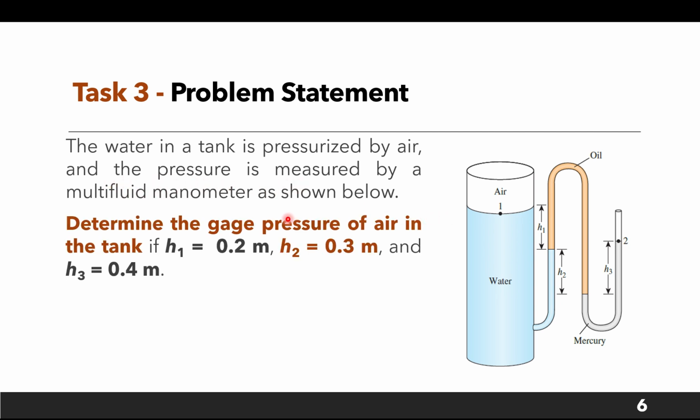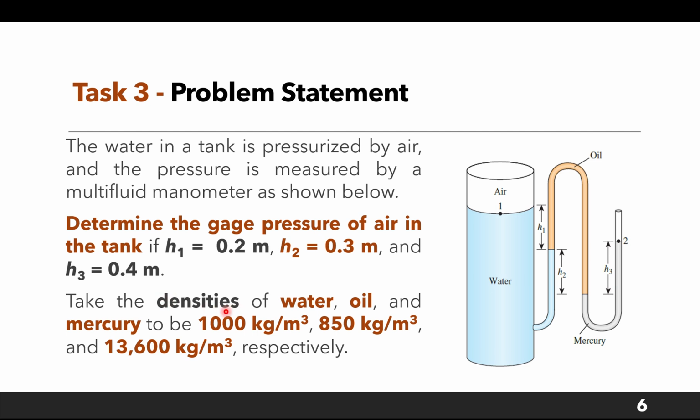Now we are going to determine, let's see what the problem is saying, the gauge pressure of air in the tank if this information is given. So we have H1 is given, H2 is given, and then H3 is also given. Now we are to take the densities of water, oil, and then mercury to be this, that, and that respectively. Are you getting the idea? All right, so it's quite straightforward.